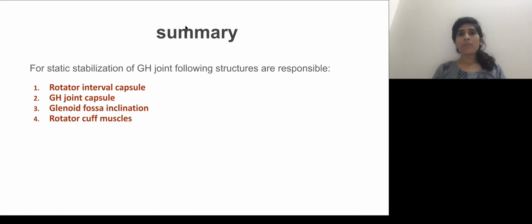So, summary of the static stabilization. First, the rotator interval capsule, that includes three structures: the superior glenohumeral ligament, coracohumeral ligament, and superior capsule. These three structures will help. Then the GH joint capsule, which provides the airtight seal, glenoid fossa inclination, that is the upward tilt of the scapula, and rotator cuff muscles.